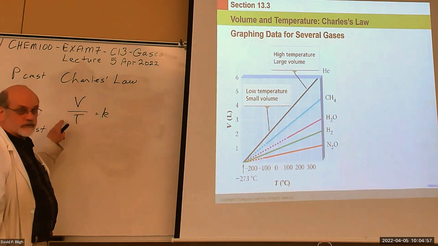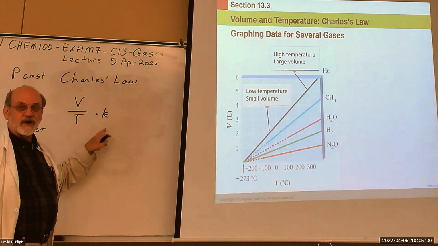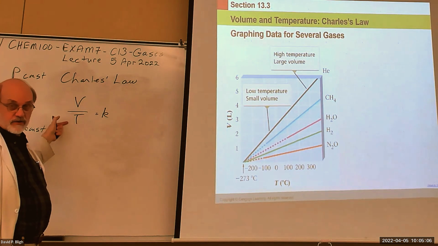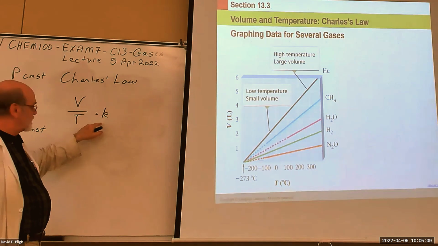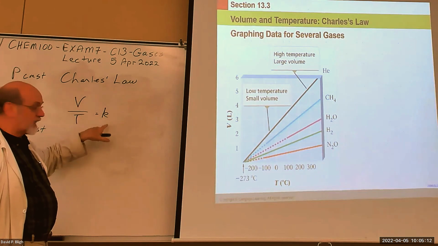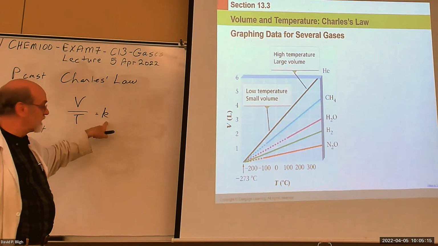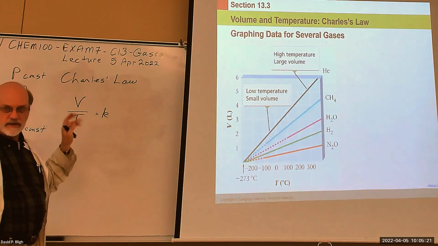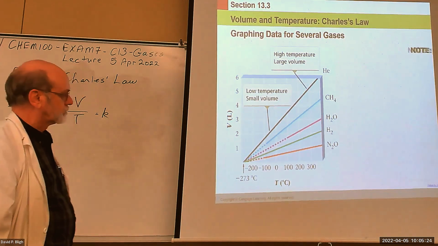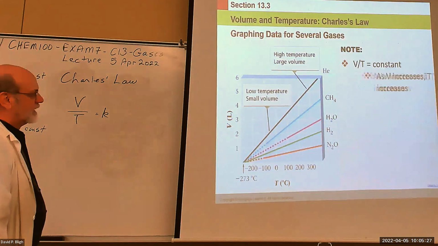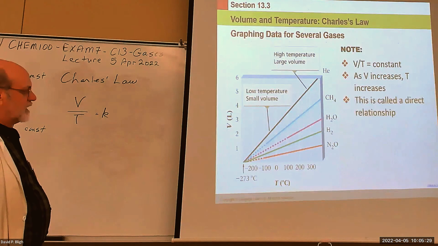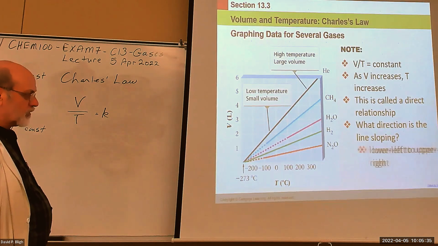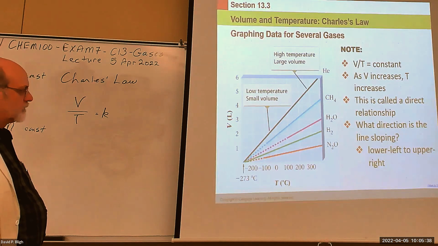Notice that when you have a quotient of two variables equal to a constant, they are directly proportional. Right? If this one gets bigger, that one better get bigger too to keep this constant. If this one got smaller as that one got bigger, then it wouldn't be constant anymore. So mathematically speaking, this is always the relationship of a direct proportion, a quotient equal to a constant. Line is sloping to the right, which is positive slope, lower left, upper right.